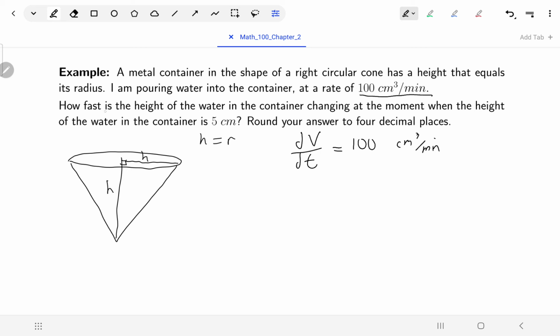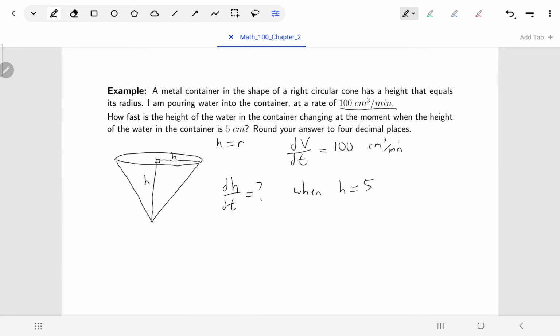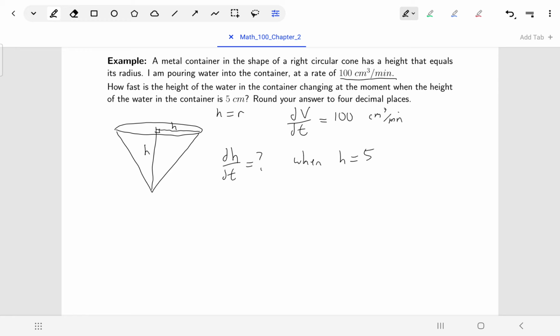I want to know in the question, how fast is the height changing? So I want to know what is the change in height with respect to time at the moment when the height of the water in the container is 5 centimeters. Okay, and then once we do that, we're going to round our answer to 4 decimal places, and then I'll write a little sentence at the end of it all.